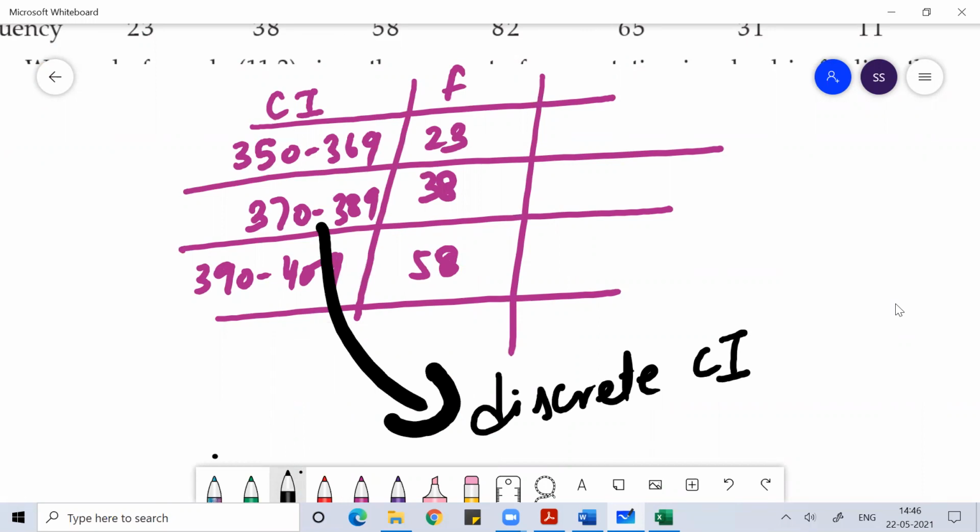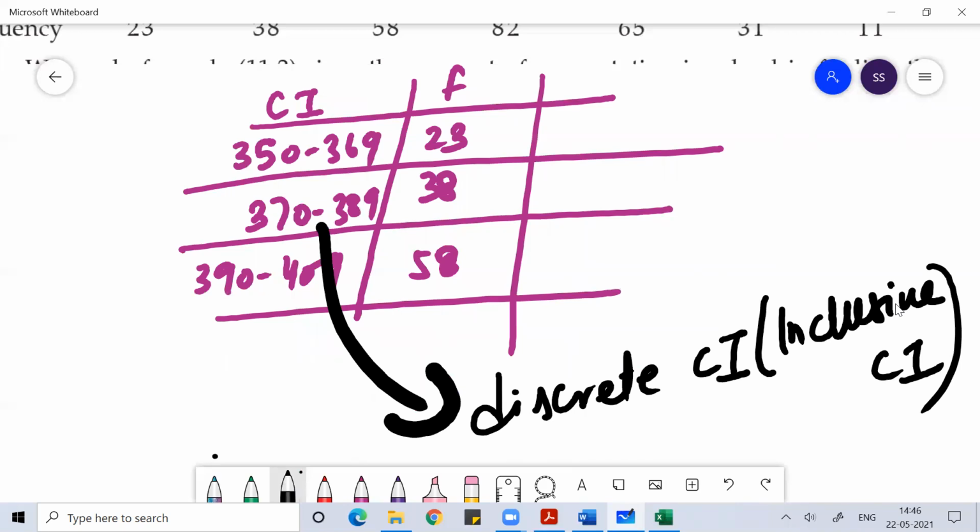The other name for discrete class interval is inclusive class interval. In my first class, I discussed all these things with you. If you observe these class intervals, they are actually discrete. You can easily get to know by looking at the difference between the upper limit of one class and the lower limit of the next. They are different, so that shows it is a discrete class interval.